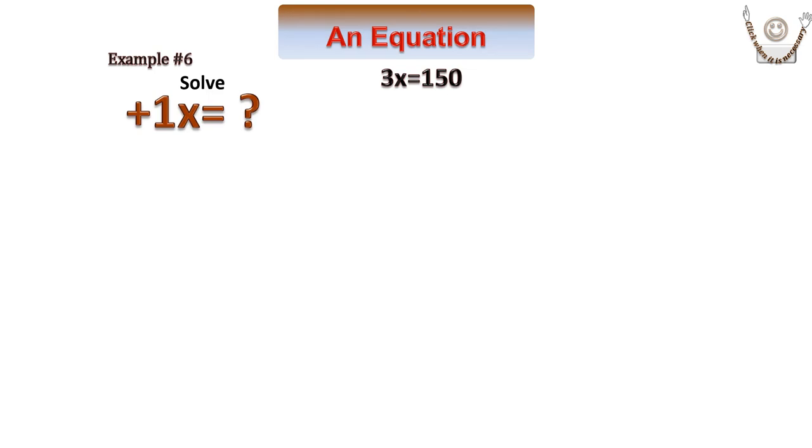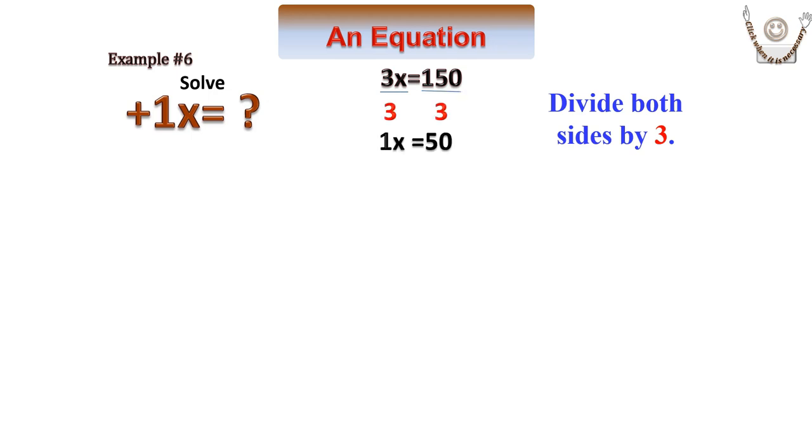Now we are going to solve the same equation using the algebraic approach. What we have: 3 times x is 150, and we are looking for positive 1x. How can we get 1x? We have to divide both sides by 3. Both, because we have to keep balance. Then we will have 1x is 50, because 3 divided by 3 is 1, and 150 divided by 3 is 50.